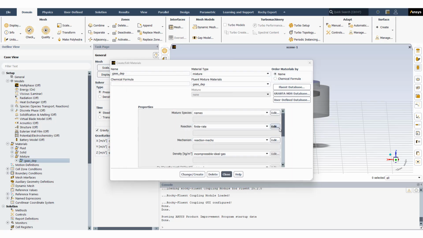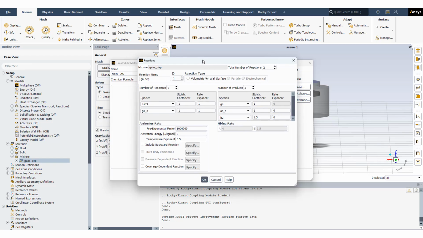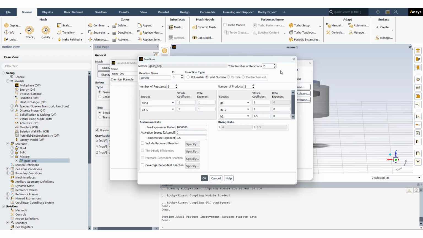The reactions are defined in the reactions panel here. Here we have the first reaction out of a total of 2 reactions, where AsH3 reacts with the site species for gallium, forming gallium arsenic species and hydrogen gas, and this is a wall surface reaction with a number of properties that we defined for it. For the second reaction, likewise, we have GaMe3 or TMGa, reacting with a site species, forming a solid species, another site species, and CH3 radicals. We also have Arrhenius rates specified for this reaction. So we have 2 reactions.